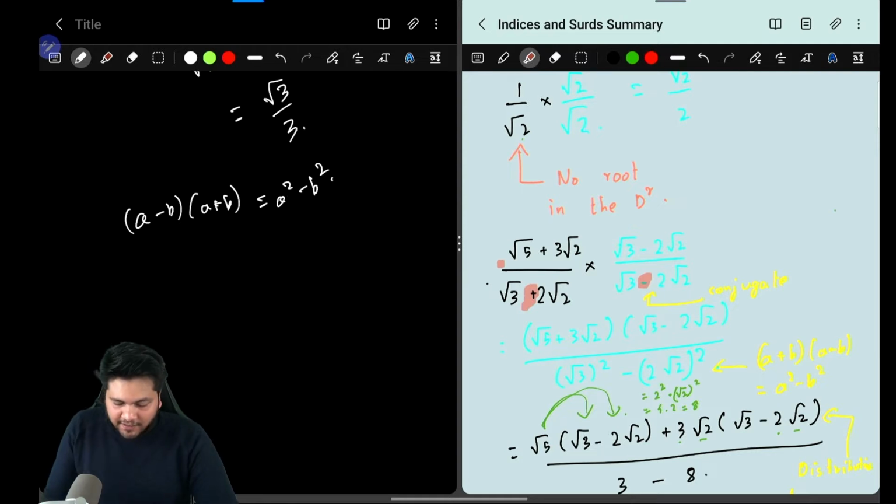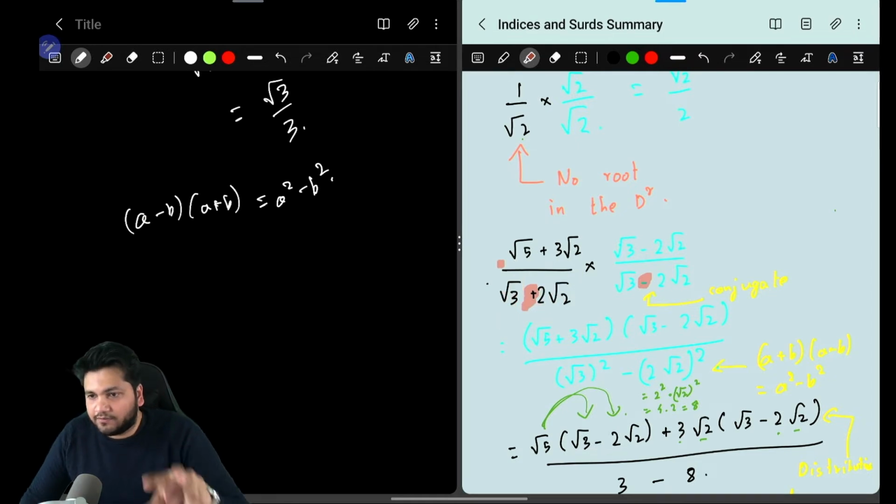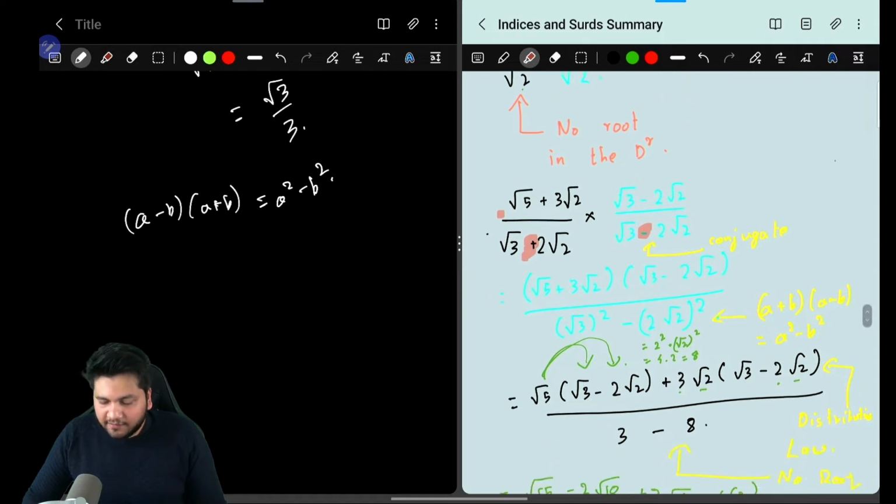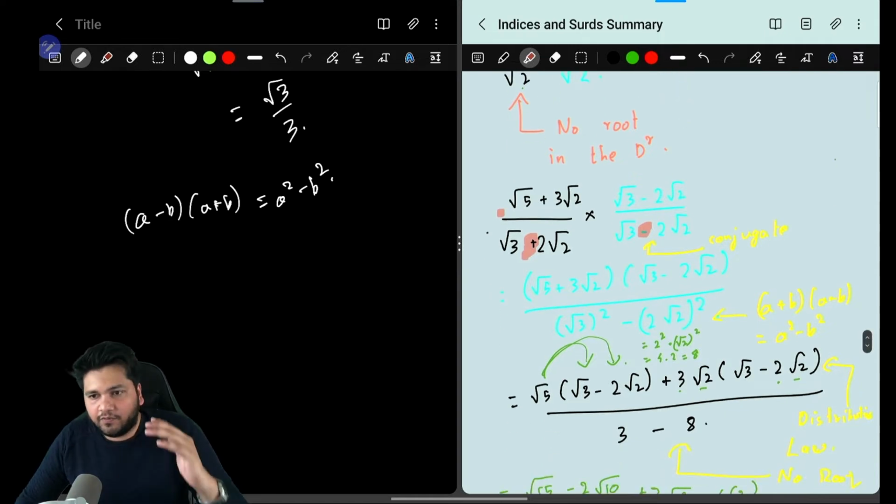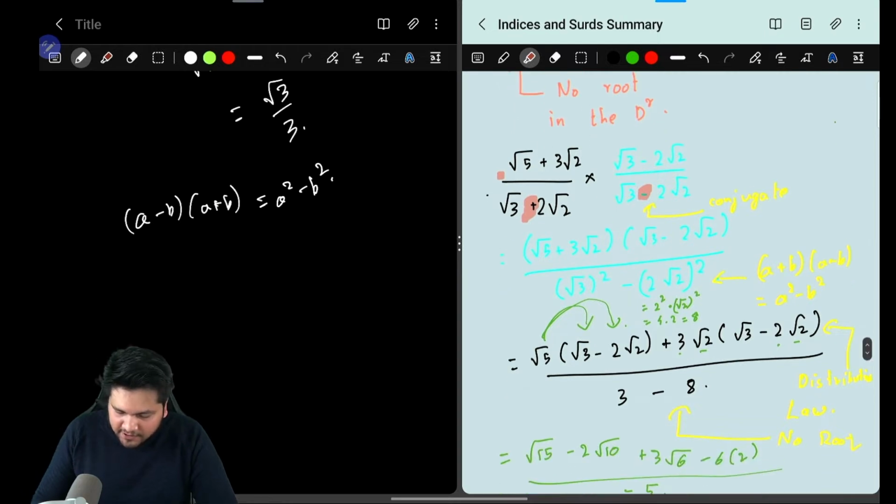So if there is a root here, it will be root 3 square, and if there is a root here, it's going to be 2 root 2 square. In short, we are going to multiply with the conjugate because, as I said, we don't want root in the denominator; the numerator I don't care. As you can see, if I multiply by the conjugate, I'll get root 3 whole square minus 2 root 2 whole square. So root 3 square is nothing but 3, and 2 root 2 whole square is nothing but 8.